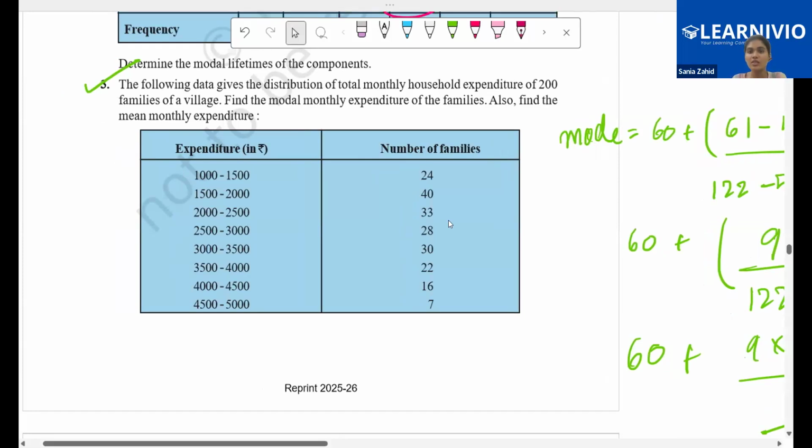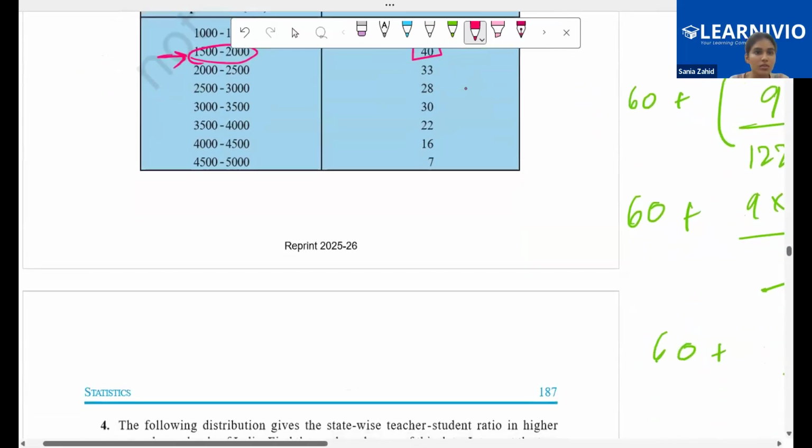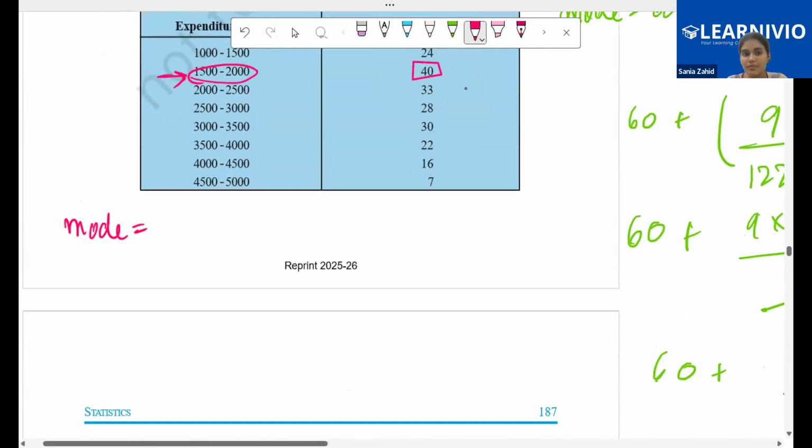Let's check. So first tell me what is the modal class? Modal class is the one with the highest frequency, which is 1,500 to 2,000, with frequency 40. Yes, so this is your answer. Okay. So we have mode is equal to L. Now what is L? 1,500.